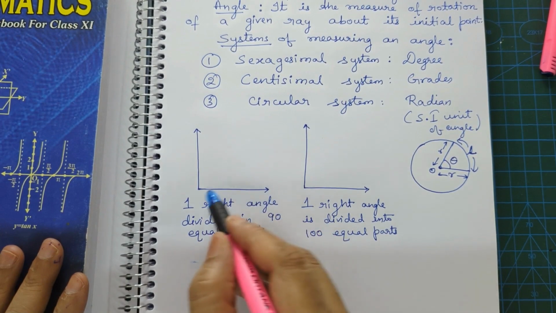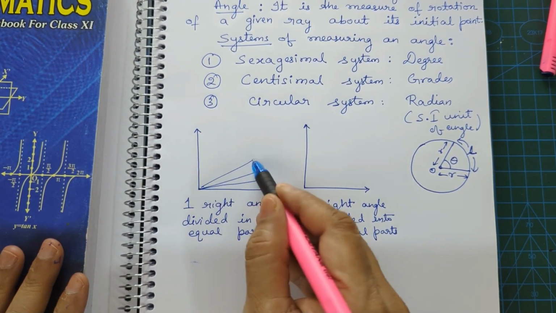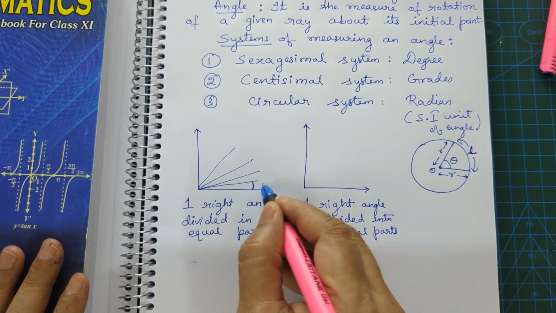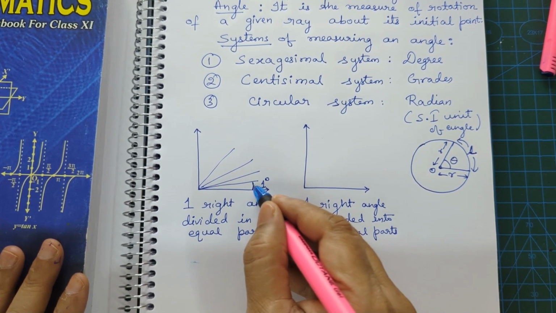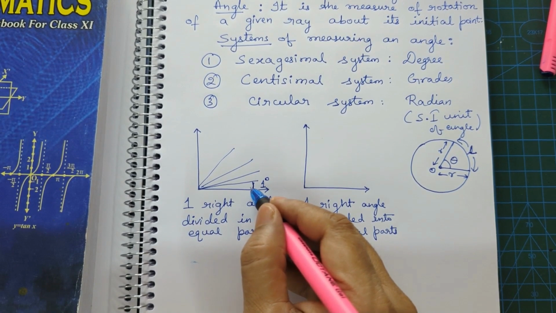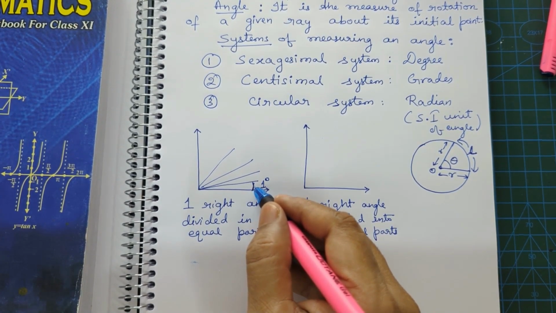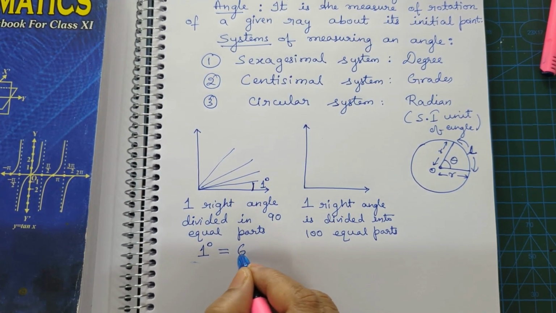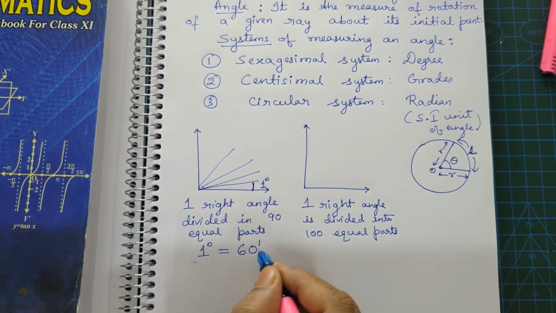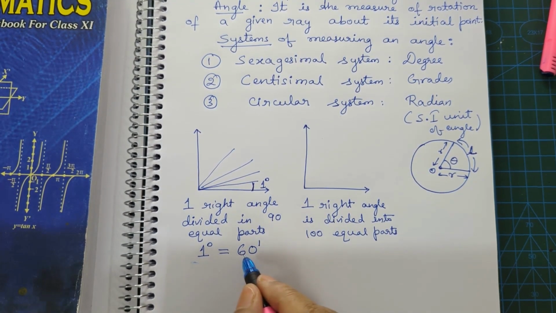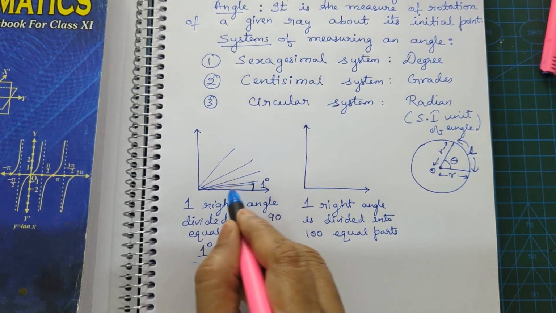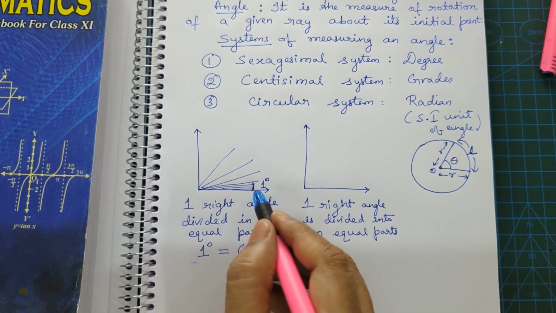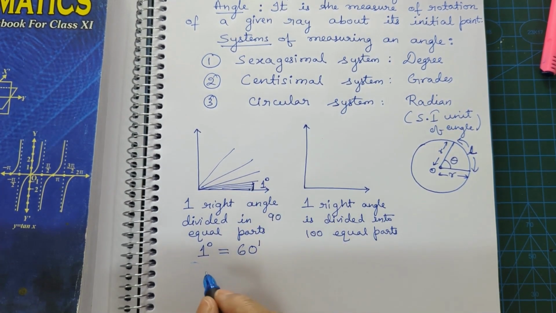So when a right angle is divided into 90 equal parts, then each part is called 1 degree. Now this part, which is 1 degree, if it is further divided into 60 equal parts, then we will say that every degree is divided into 60 minute pieces. So 1 degree is 60 minutes. Then every 1 minute piece is called 1 minute.